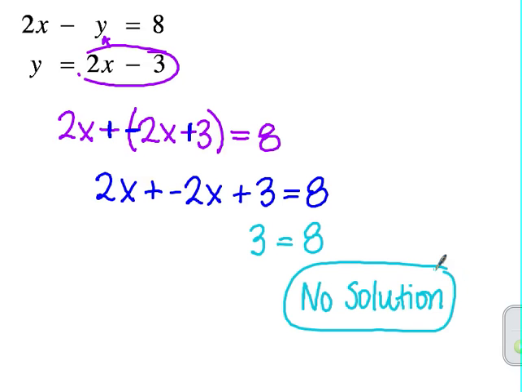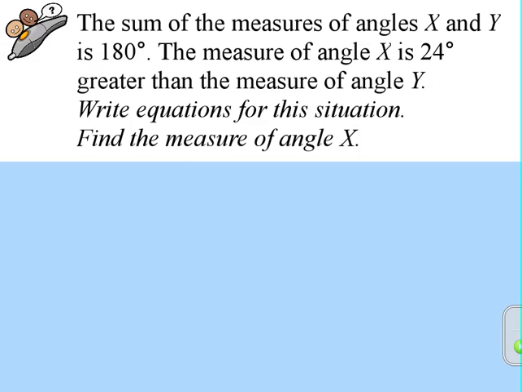Okay? Questions? Okay, then what I have to look at is one last real quick word problem. Okay, and this will be somewhat similar on your homework.